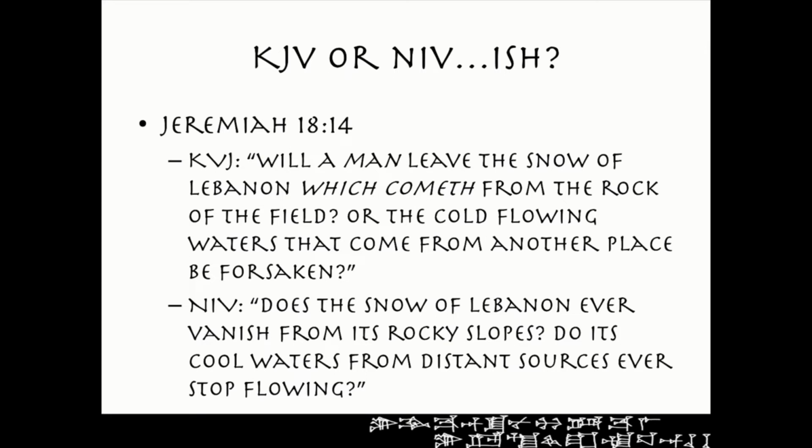Moving on. Will a man leave the snow of Lebanon, which cometh from the rock of the field? That makes sense. Or the cold flowing waters that come from another place be forsaken? Now, if you don't know what that means, I don't know what to do, because that's super clear. The NIV says, does the snow of Lebanon ever vanish from its rocky slopes? Do its cool waters from distant sources ever stop flowing?